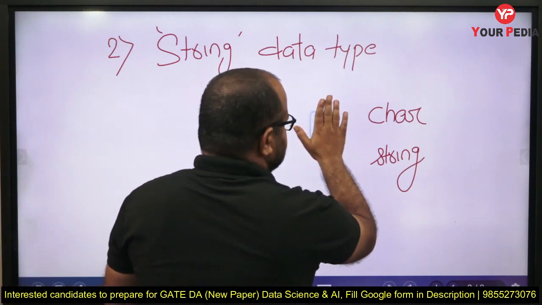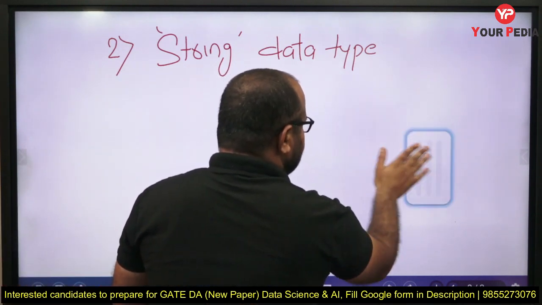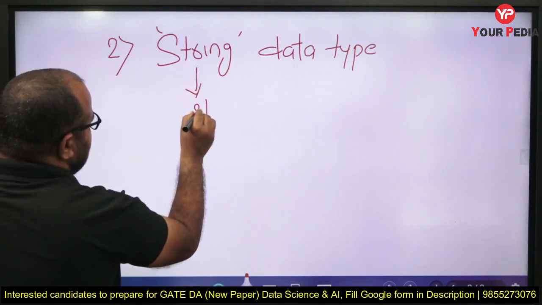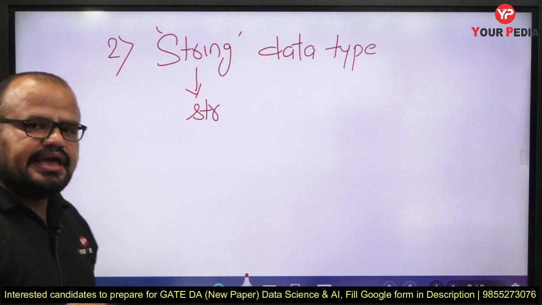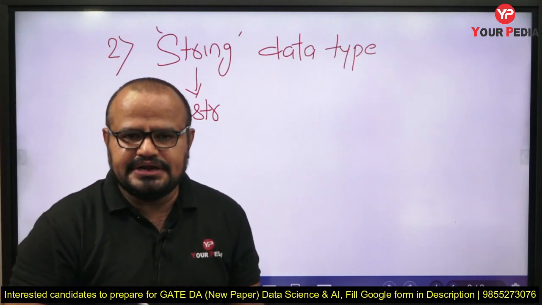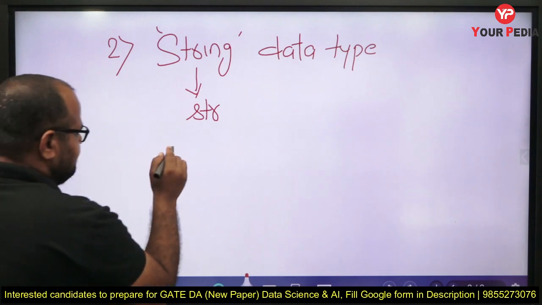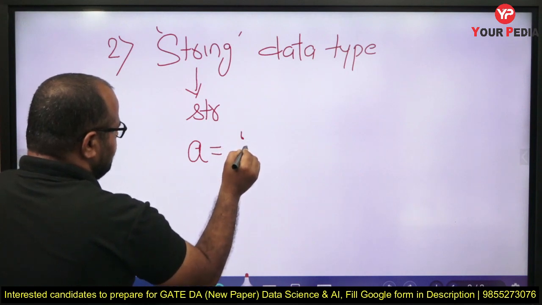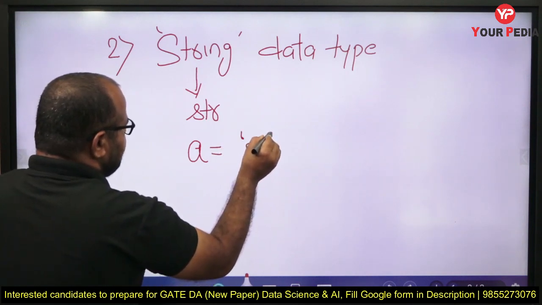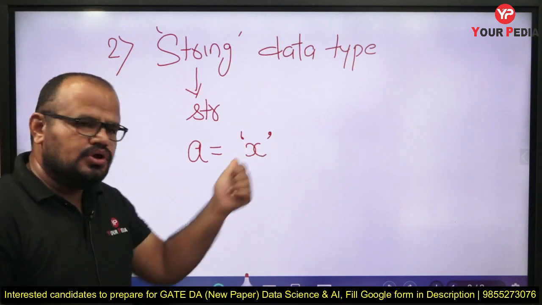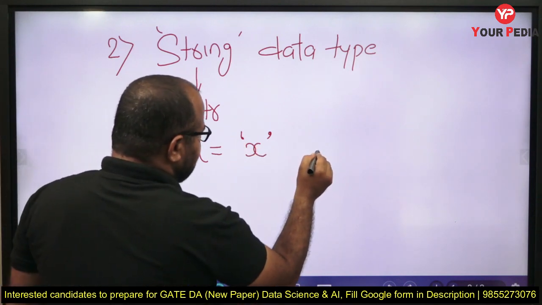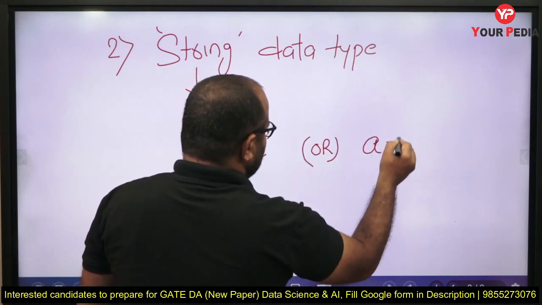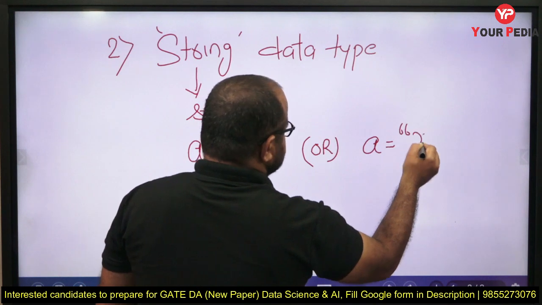Like integer we denote with int, in the case of string we denote with str. Str is considered the string data type. Fine my dear students. Let us see some examples. You can say my variable a is equal to x, and I am writing the string with single quote, or you can write the same thing with double quote. You can say a equal to double quote x.